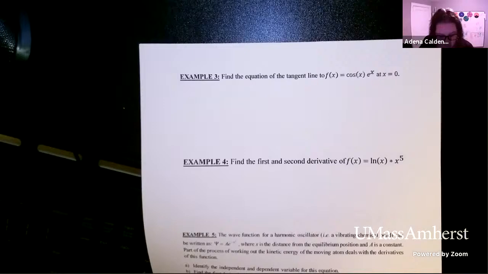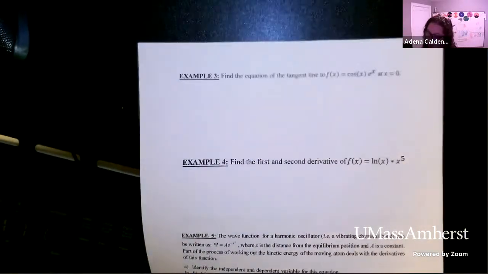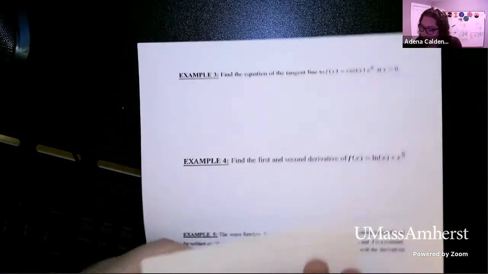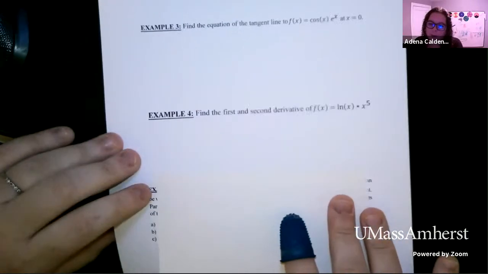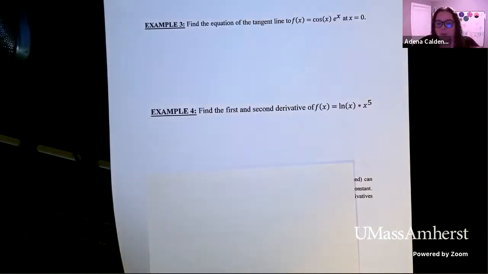So here, let me get my index card. We're going to try two problems. The first one is find the equation of the tangent line, which is a common problem that we've done before. We know that to find the equation of a tangent line, we need a point, we need a slope, and we need to put it together in y equals mx plus b.